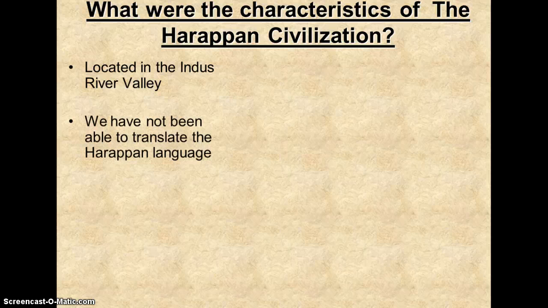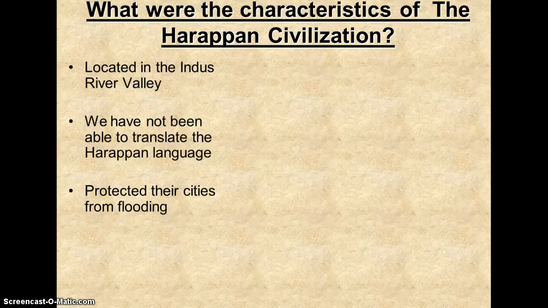We haven't been able to translate their language, but we know that there are 400 different symbols they used, like pictograms, that kind of thing. But like I said, no one's ever figured out how to translate it. We know that they protected their cities from these floods. We also think they were probably a theocracy, so the religious leaders and the government leaders are the same people. And we know they used some religious symbols like a bull, and they had some fertility symbols.